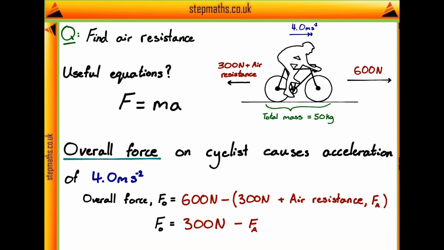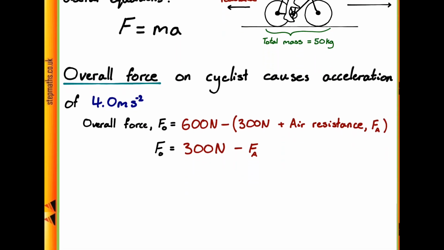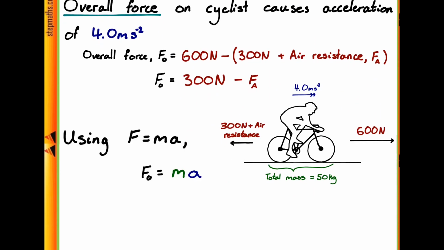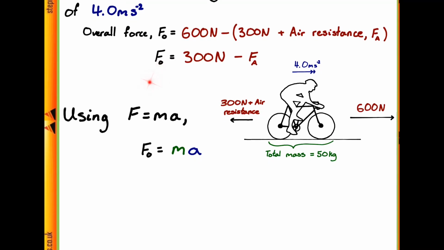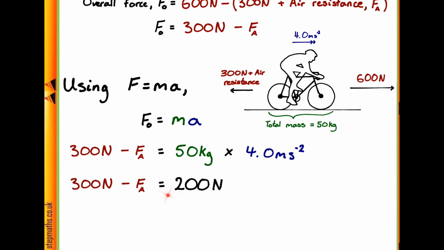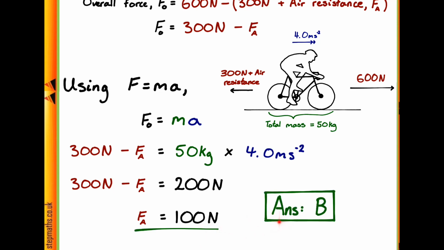Right, now with this, we can consider Newton's second law. I'm going to put another picture of our cyclist up on the screen there, and we can consider our equation F equals ma. So we know that the overall force, F_0, is going to be equal to the mass of the cyclist and the bike together, multiplied by the acceleration of our cyclist and bike, our 4 meters per second squared. We can substitute in our expression for F_0 and these numbers, and we get that 300 newtons take away our force due to air resistance is equal to 50 kilograms multiplied by 4 meters per second squared. We can work out the right-hand side, which gives us an equation that we can rearrange to find the force due to air resistance of 100 newtons. So this is going to be our final answer and corresponds to answer B given in the question.